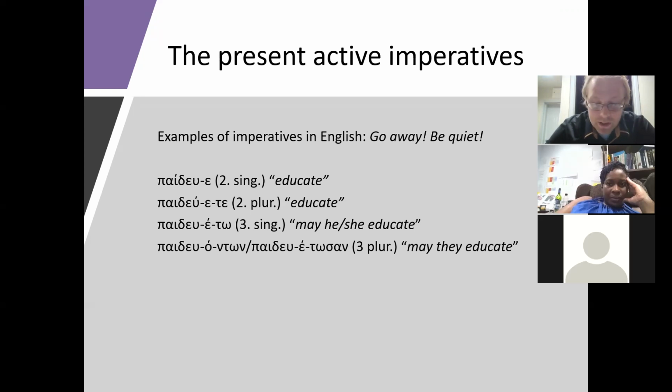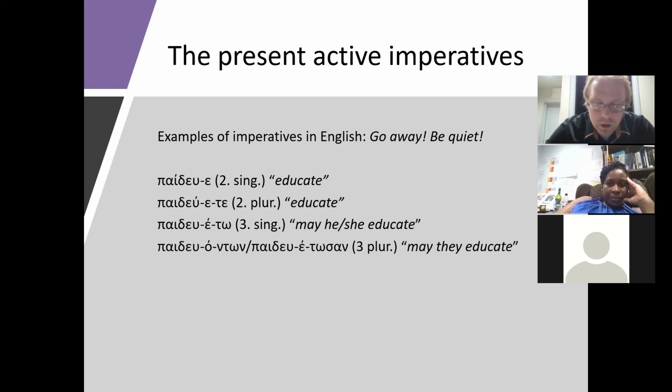And this form is actually formally identical with the second person plural active indicative present form of the verb, which we have learned, but the meaning is here in this case also the imperative educate. But here the command is of course directed to more than one person, since it's in the plural.